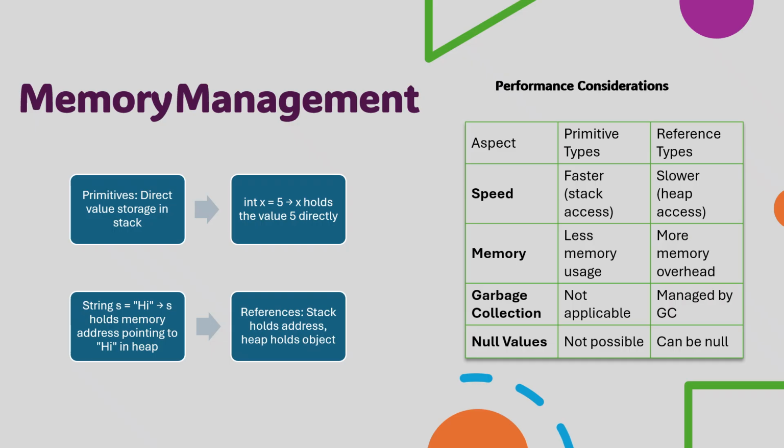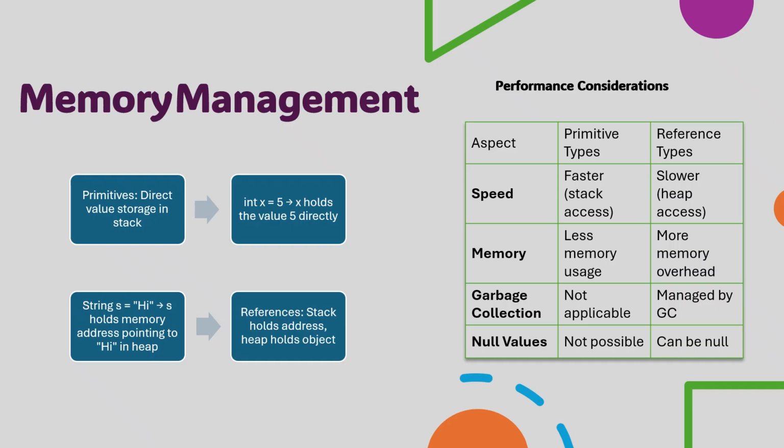Now, coming to memory. Primitives use less memory, of course, because we are storing the value straightforward, like integer x is equal to 5. It's just straightforward, so it uses less memory. But a reference uses more memory because it must have the address stored in the stack, and then hold the memory in the heap. These are all the things that constitute memory management or memory overusage, or overhead.